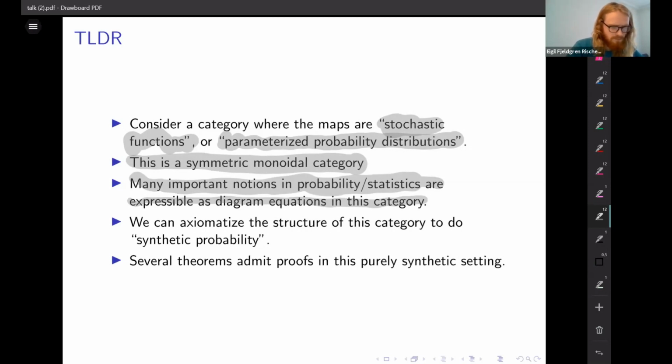The interesting step, the reason you would give this a name, is that you can axiomatize the structure of this category, so that you can do what you might call synthetic probability theory. You can treat this as a probability theory and work out statistics and whatever you want in this abstract setting. And in fact, you can actually prove theorems in this purely synthetic, abstract setting. The point of this talk is to give an overview of that approach.